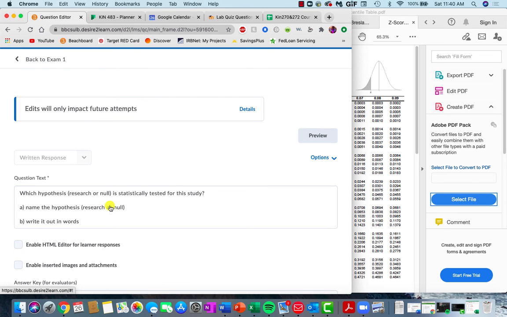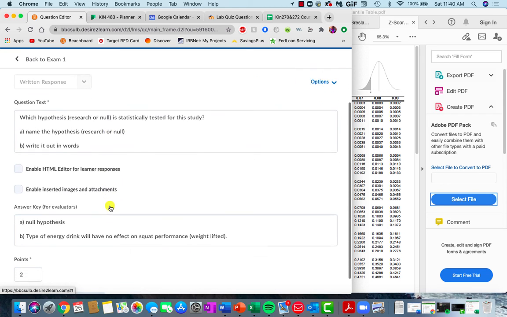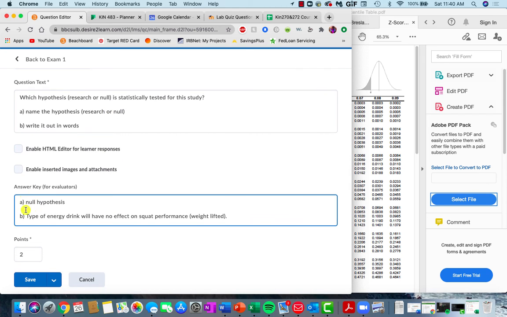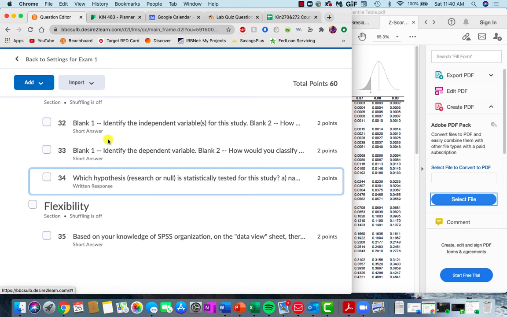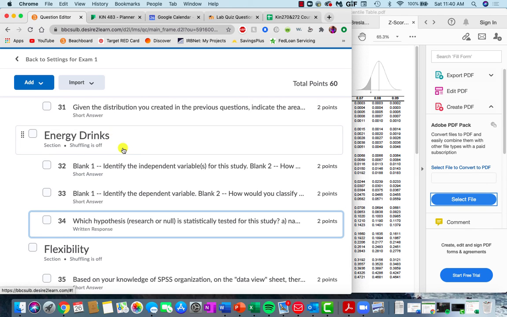Okay, and then the hypotheses that would have resulted should have been the null hypothesis. Remember, that's the one we always statistically test, because it's true until you prove it untrue, right? And then in this case, for the question version you guys got, it should have been type of energy drink and time of consumption have no effect on squat performance. Okay, so hopefully that clears that one up, just because when you go back into your exam, I'm not sure if you'll have the original question or the version that I changed.